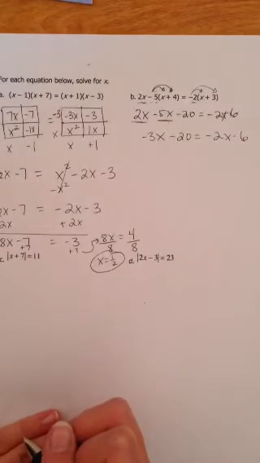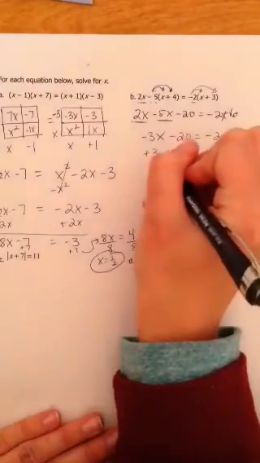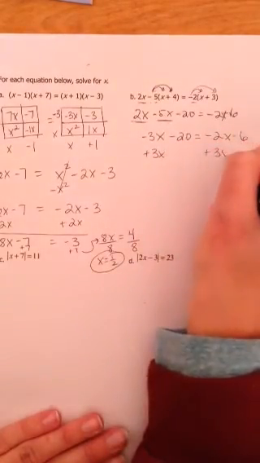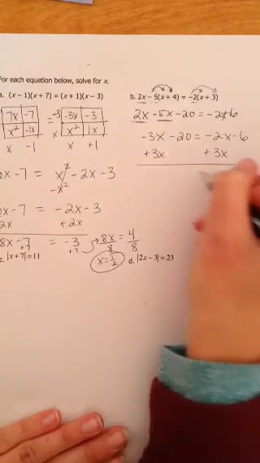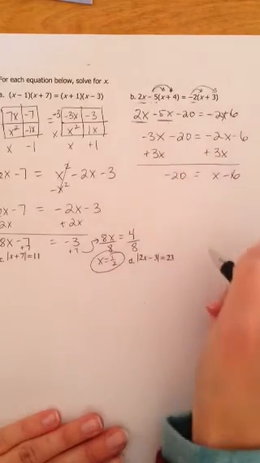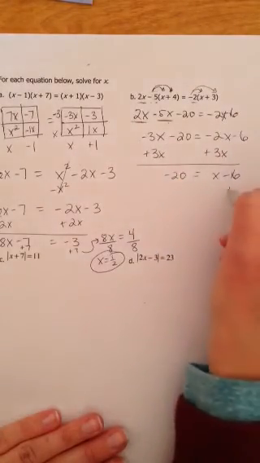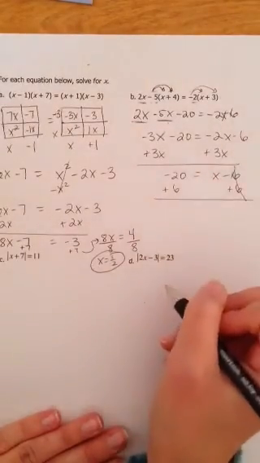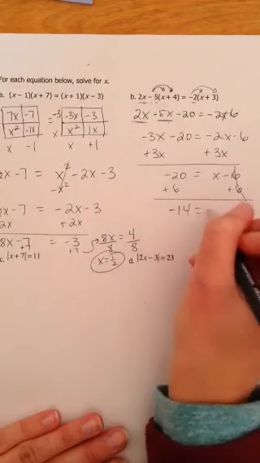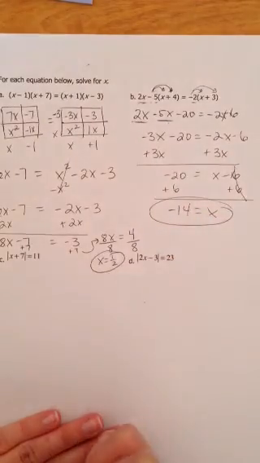So then let's get all of our x's on one side, all of the regular numbers on the other side. I'm going to add 3x here. And I'm going to get positive x minus 6 equals negative 20. And then I'm going to add 6 to both sides. So this is gone. So I have minus 14 equals x. So that's our answer for part B.